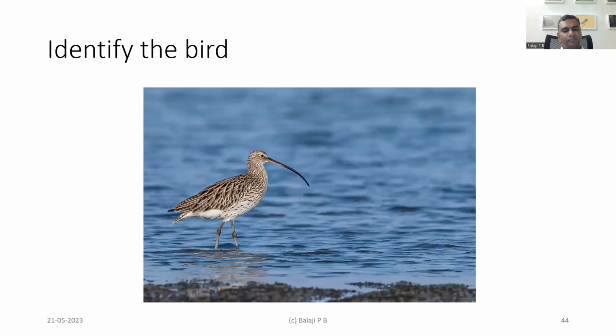So this bird here. Curlew. Fantastic. All correct answers. So it's a curlew, because the beak is fairly long, and it's almost straight to a point, and then it starts curving. So it only has to be a curlew.